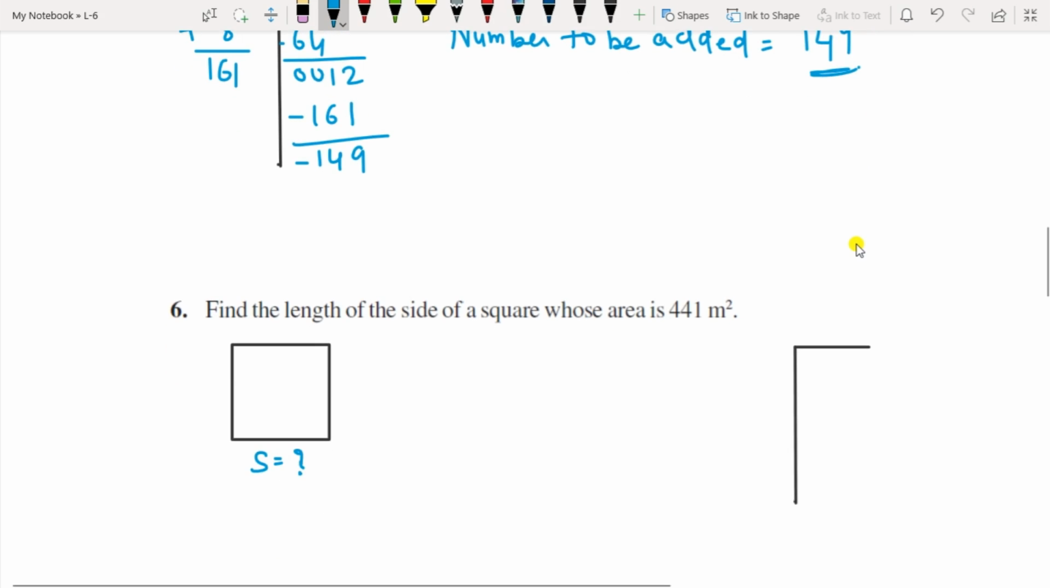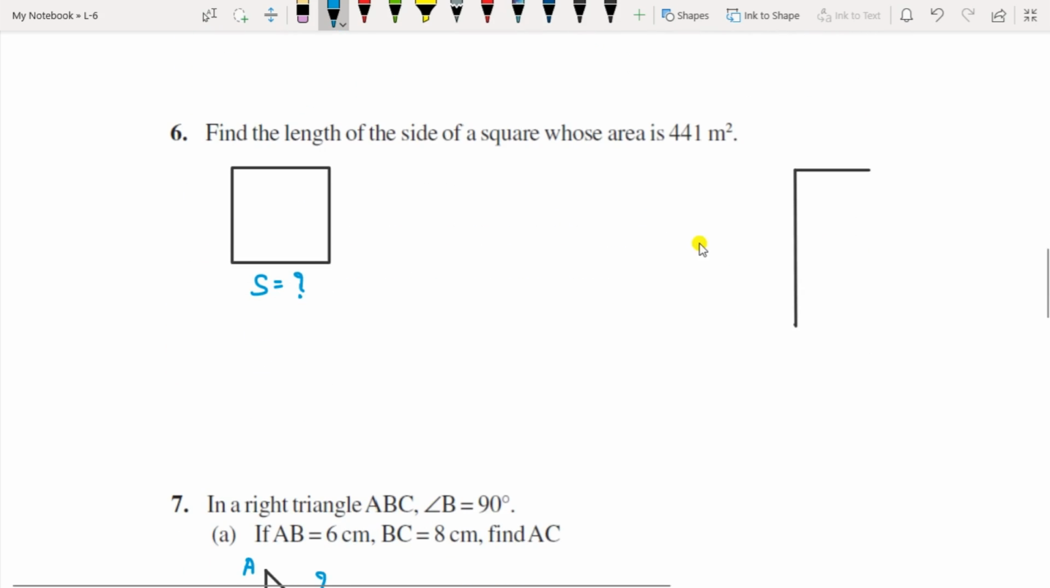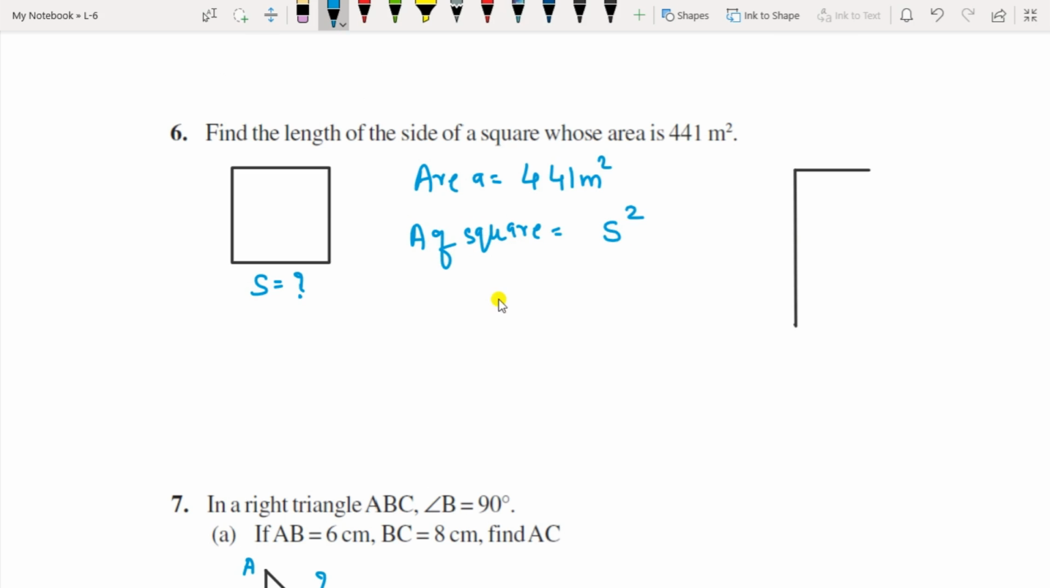Now question number 6. Find the length of the side of a square whose area is given as 441 meters square. So you have to find the side, and the area is given. The area of a square equals side square. So 441 equals side square. But you need to know only the side, not the side square. So remove the square by putting the square root here. So the square root of 441 equals the side. Now do the square root of 441.